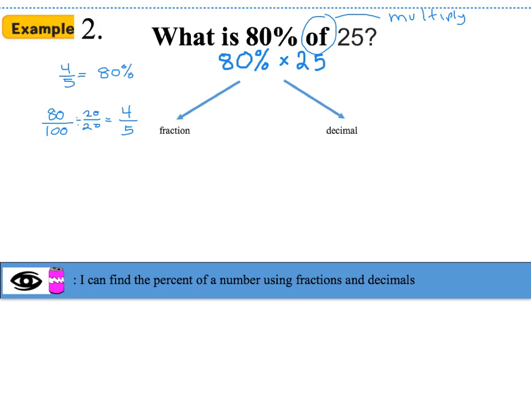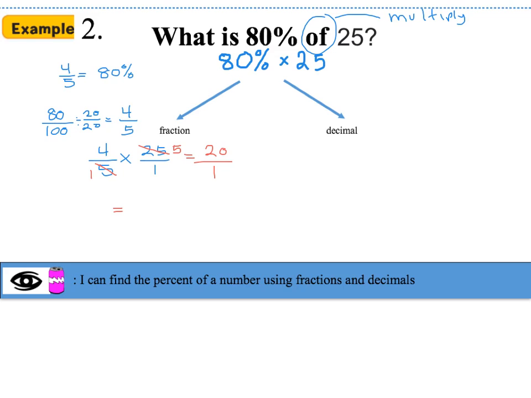So I can say 4 over 5, and of means to times or to multiply, so I'm going to multiply by 25. I can make 25 look like a fraction by placing it over 1. Now I can multiply across, but I can cross cancel first. I can make 5 go into 5 once, and 5 go into 25 5 times. Now I have smaller numbers to deal with. On the top, 4 times 5 is 20. And on the bottom, 1 times 1 is 1.